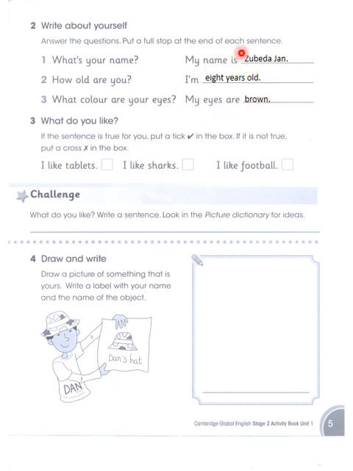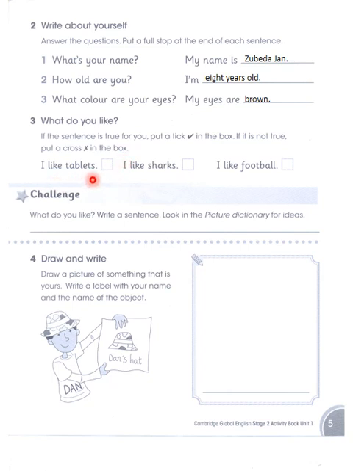Okay, now you must remember that here you will write your own name. Everybody should write their own name, right? And now, next question, what do you like? If the sentence is true for you, you put a tick in the box, and if it is not true, put a cross in the box. So this is your liking.